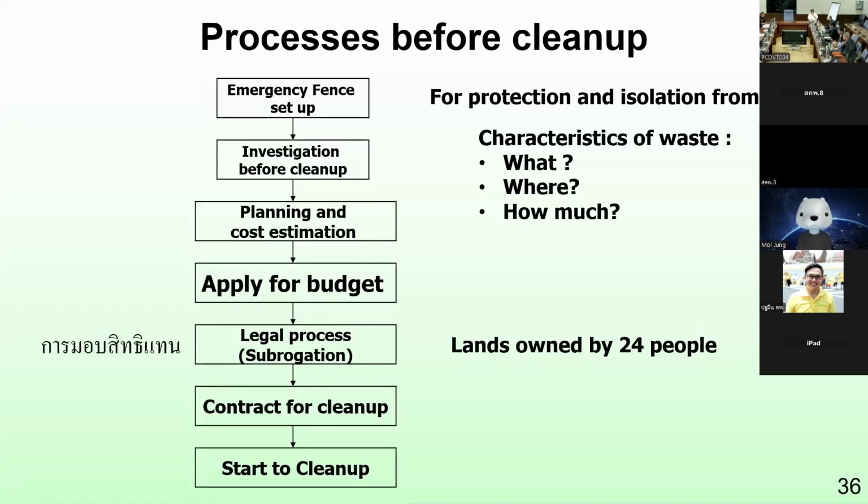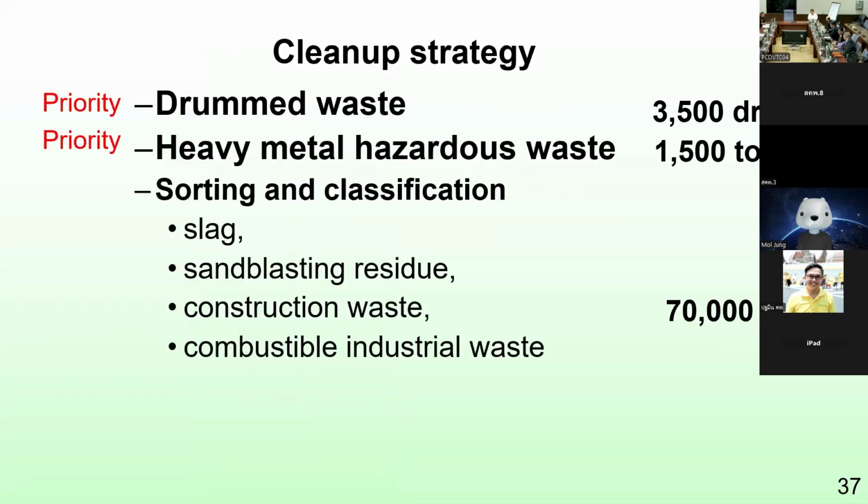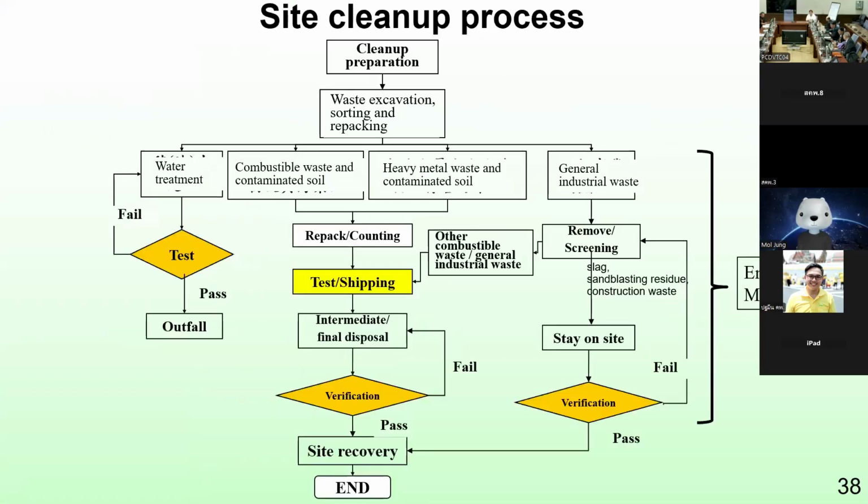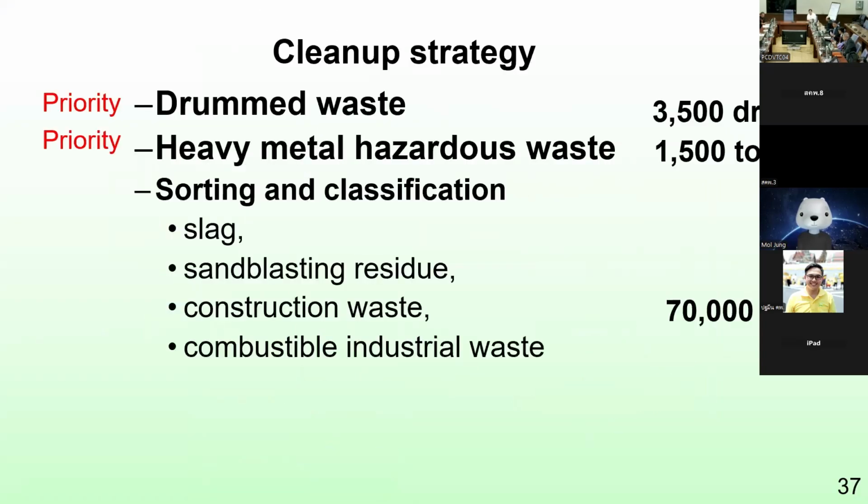The priorities were the 3,500 drums and the 1,500 tons of heavy metal hazardous waste.